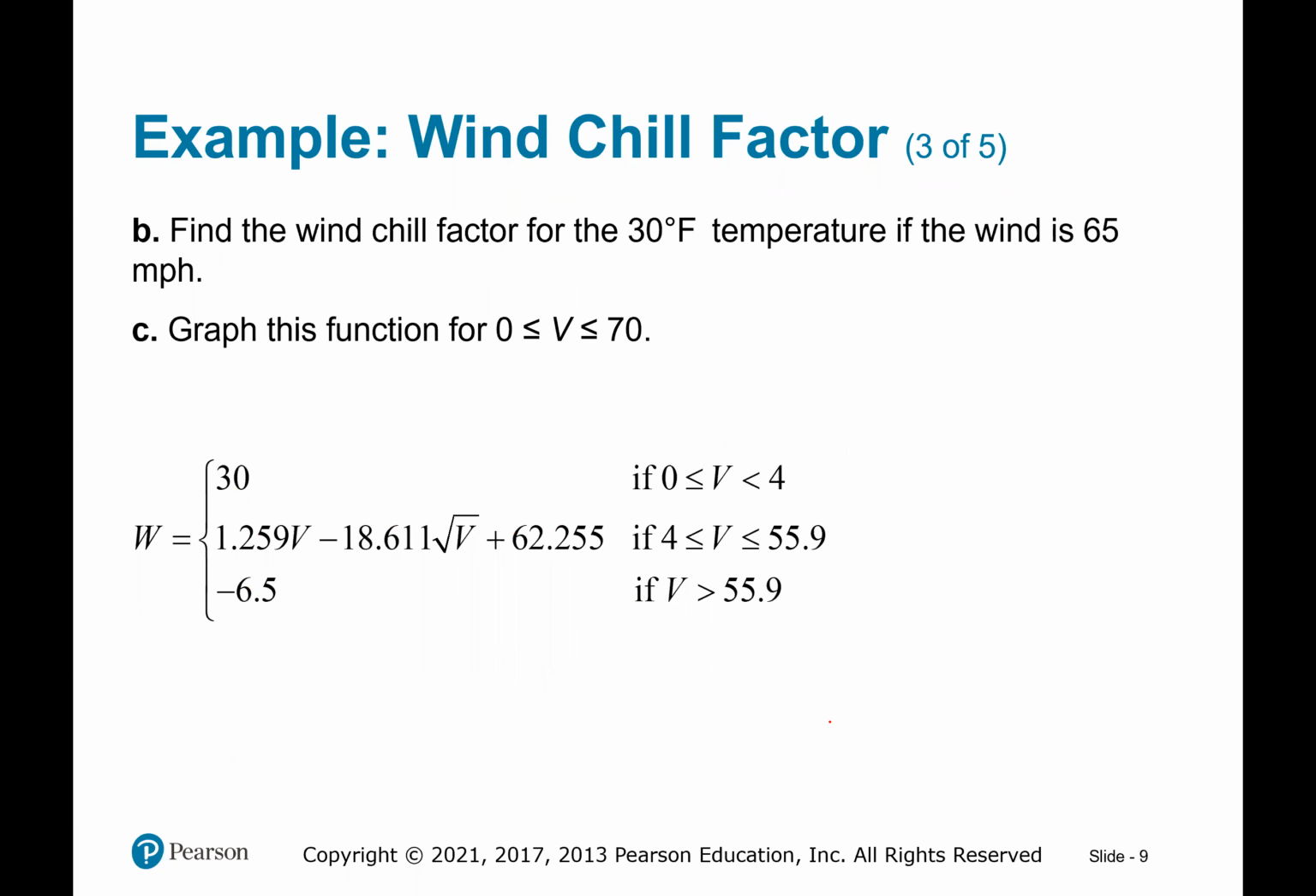Find the wind chill factor for 30 degrees Fahrenheit temperature if the wind is 65 miles per hour. So what's the wind chill factor if the wind is blowing at 65 miles per hour? Negative 6.5. Anything above 55.9 is just cold. Feels cold. All right, and then they tell you to graph this.